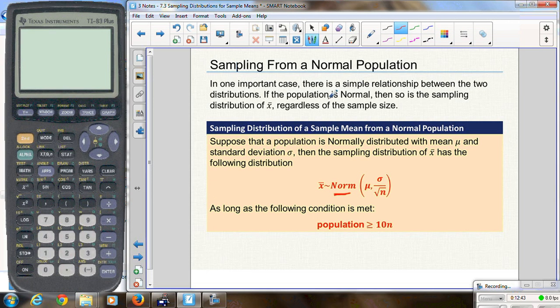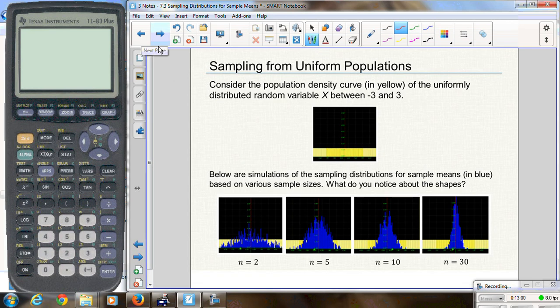Okay, so if the population is normal, then I know X bar is going to be normal. It doesn't matter what the size of my sample is, but again, the criterion to use the standard deviation formula is that basically the population still has to be at least 10 times the size of my sample. All right, but what about if the population isn't normal?